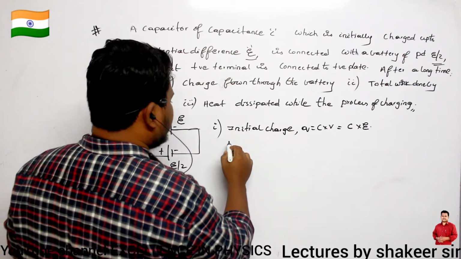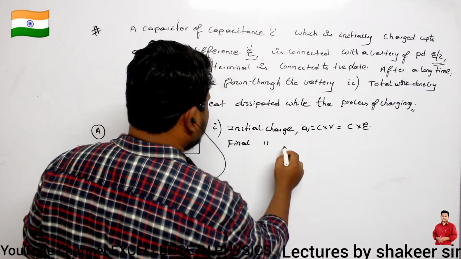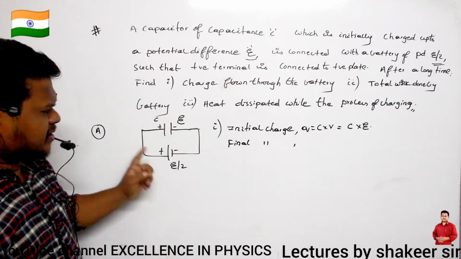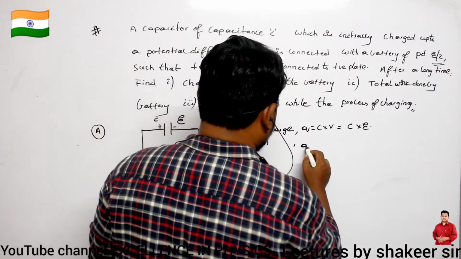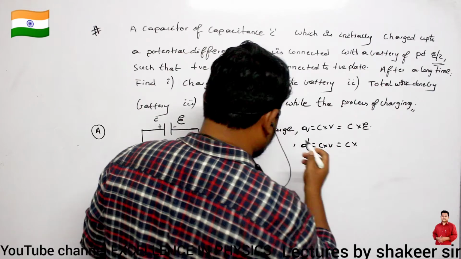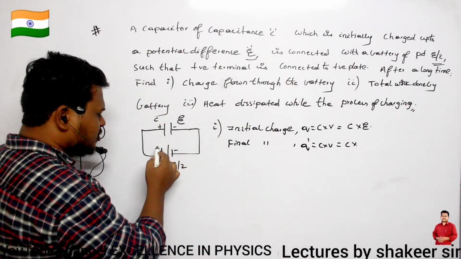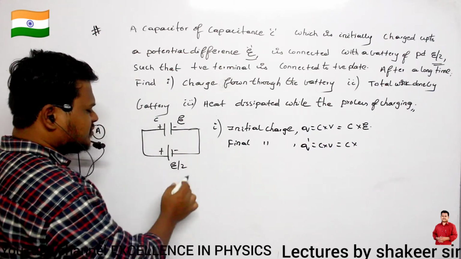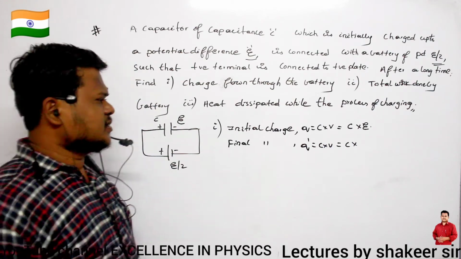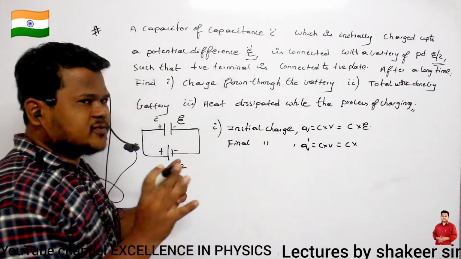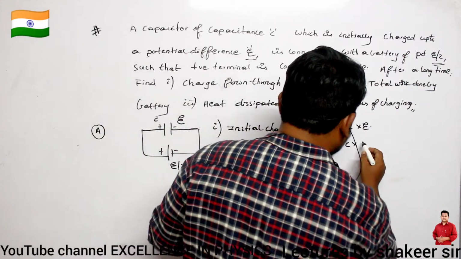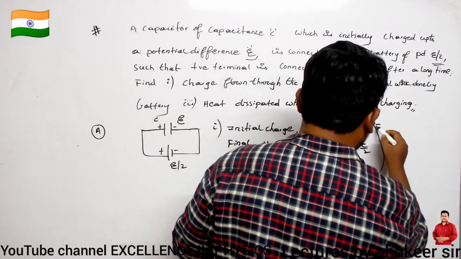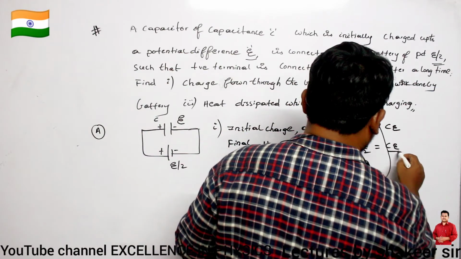Clear? Then the final charge will be how much? What is meant by final charge? The charge present on this capacitor after connection. After connection, how much charge will be present? That is given by Q dash is equal to C into V. Capacitance is C. But what is the potential difference of this battery? The potential difference of this battery is only E by 2. So finally, the capacitor also will have the same potential difference of E by 2. So after some time, the potential difference between the plates of the capacitor will be E by 2. Therefore, initial charge is CE, final charge is CE divided by 2.